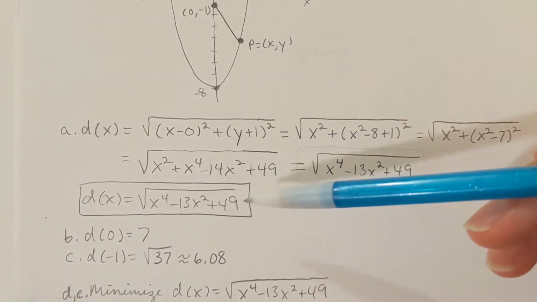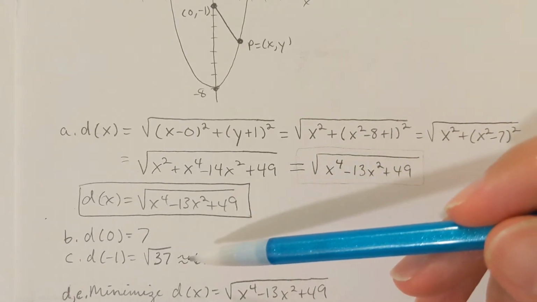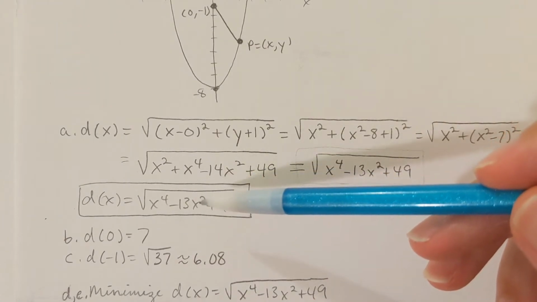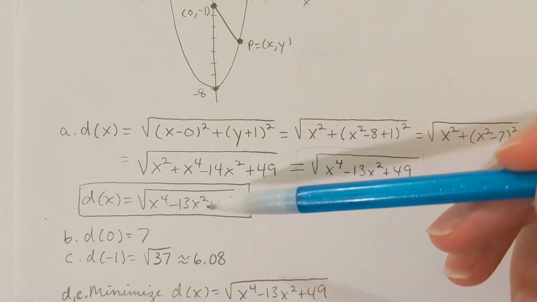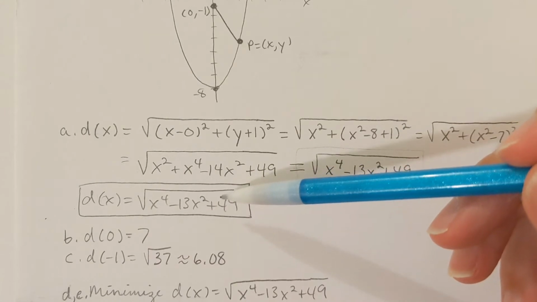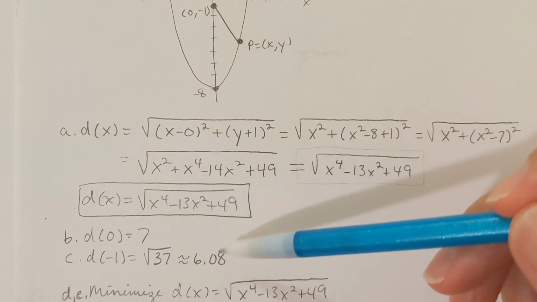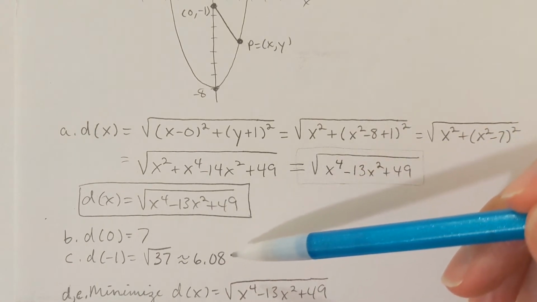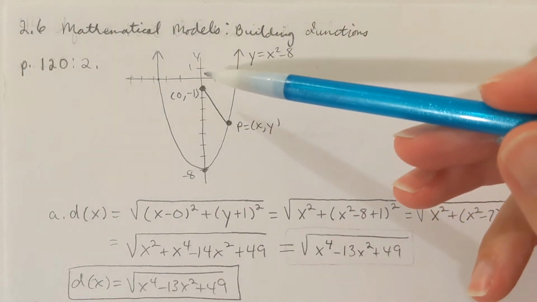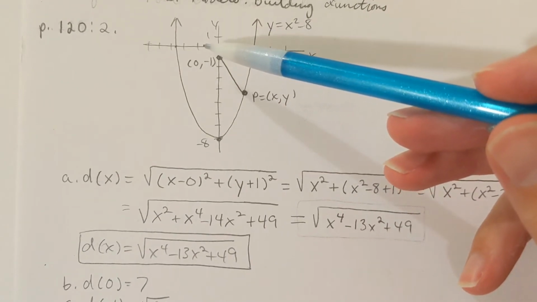The distance when x is negative 1: negative 1 to the 4th is 1, minus 13 is negative 12, plus 49 is 37. The square root of 37 is approximately 6.08. Okay, and that's if x is negative 1.